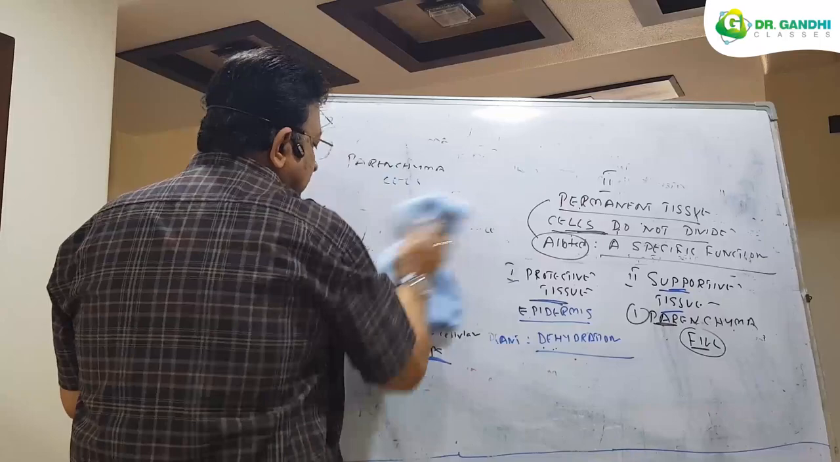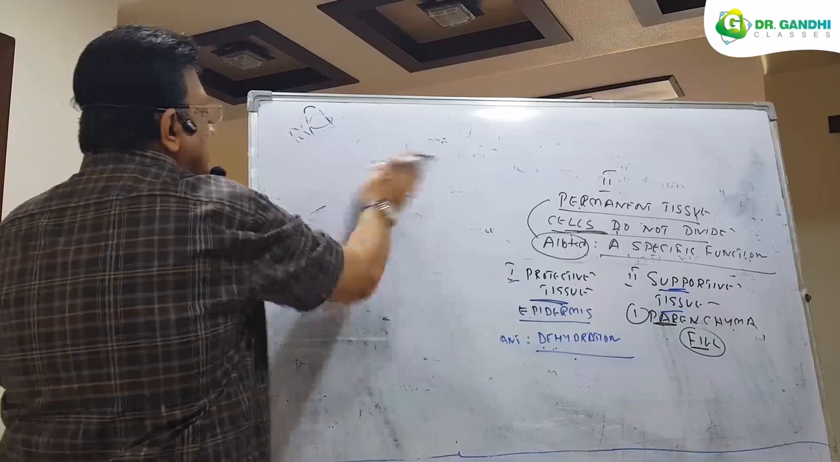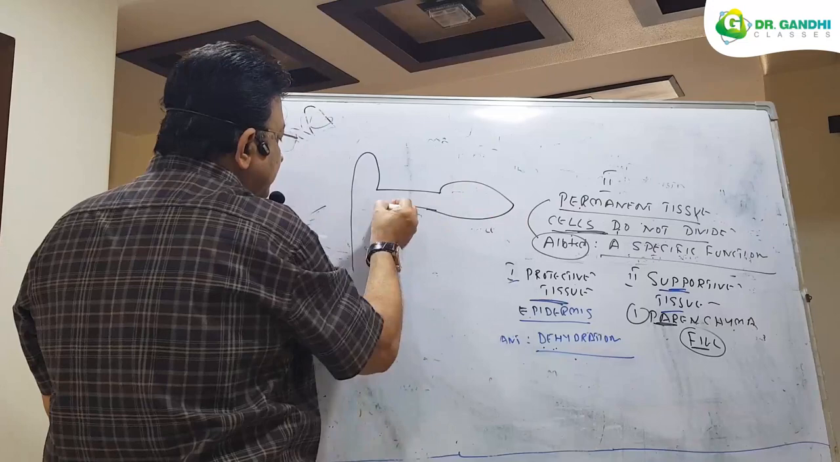We then go to the second type of supportive tissue. Now where do you require that support? So pay attention. This then is the stem. This is the stalk. And here you have the leaf.